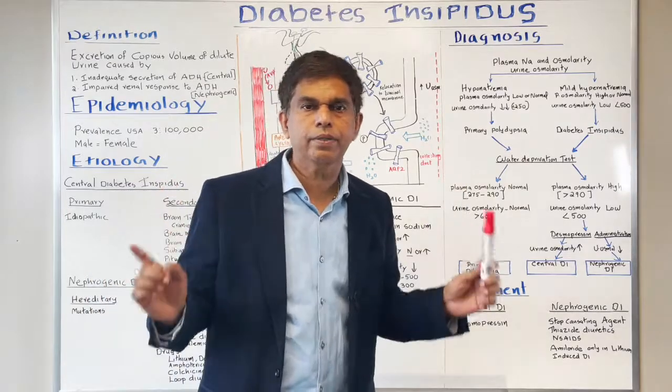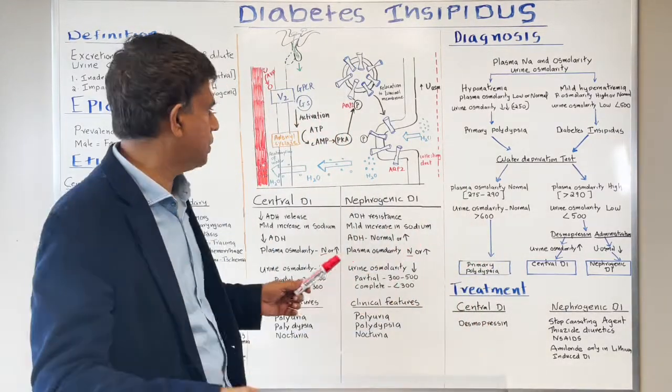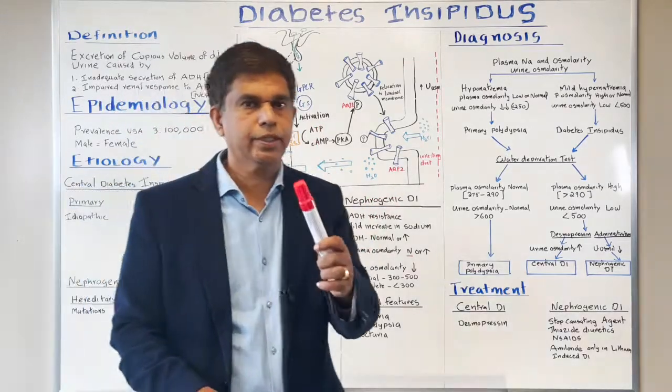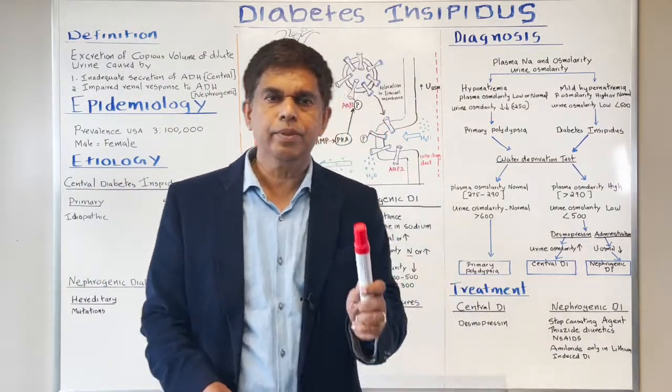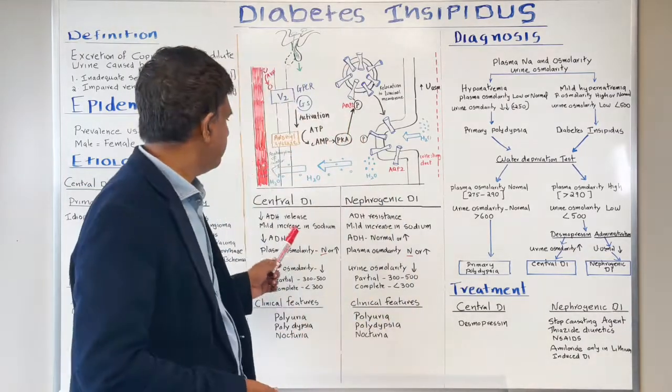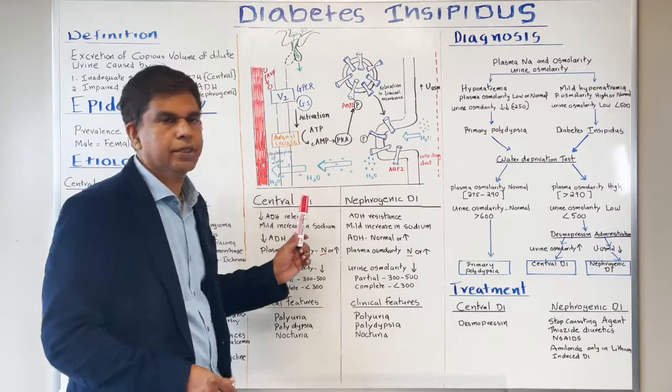Now let's see what happens in diabetes insipidus. Again, two types: what happens in the central diabetes and what happens in the nephrogenic diabetes. We have to think a little bit, so I'm going to go a little bit slow up here. What happens in the ADH release in the central diabetes?